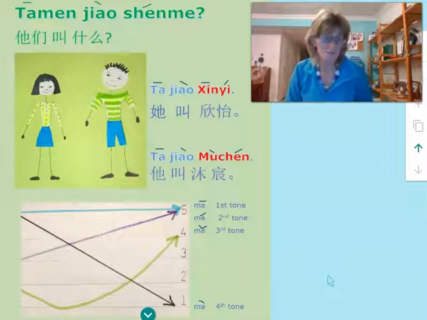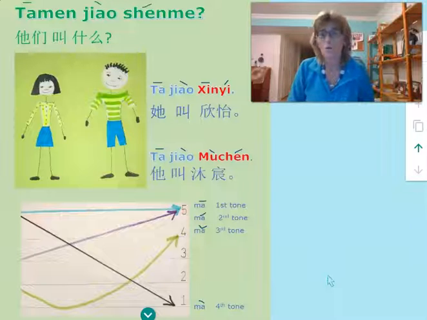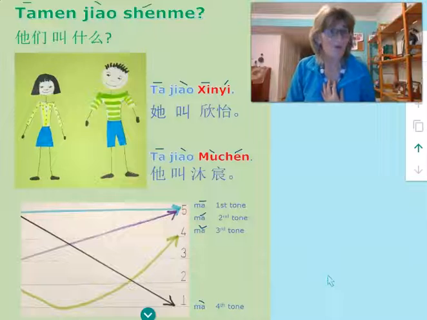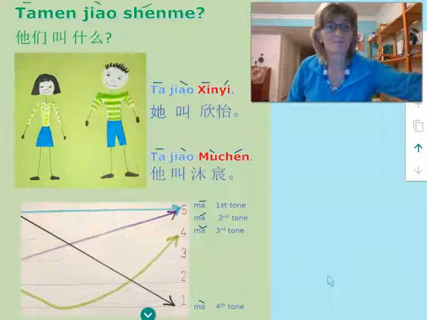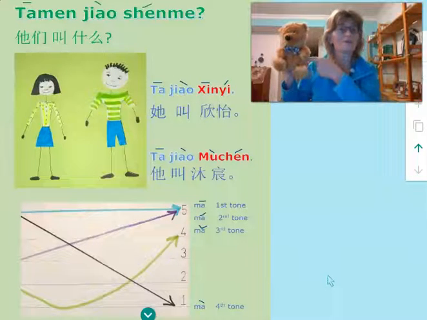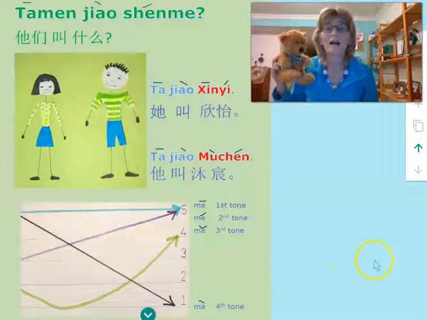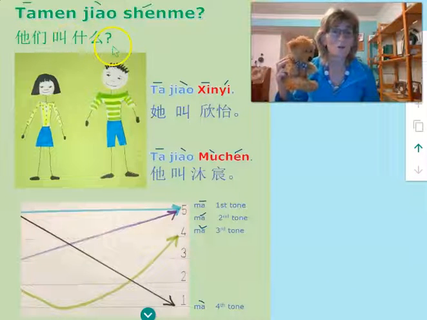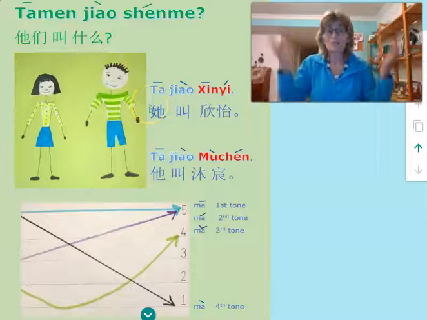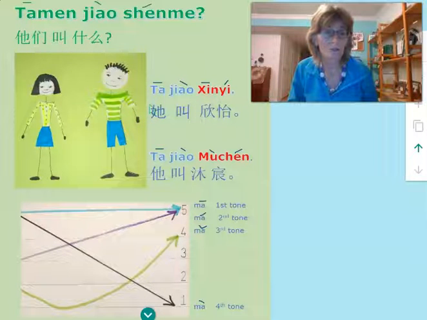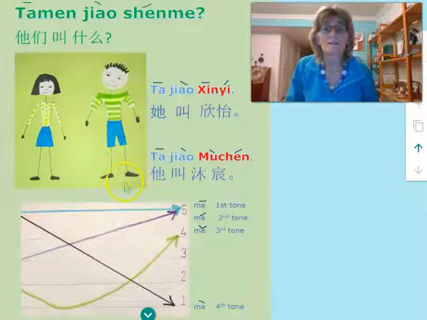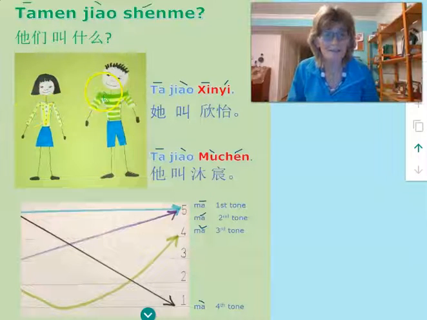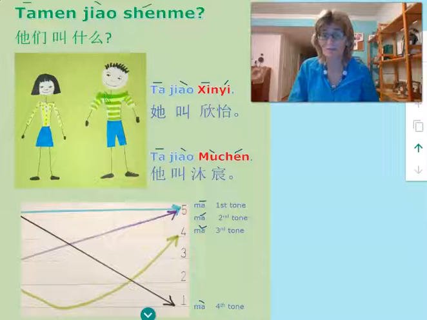Okay, so I hope you've learned a little bit today. We've learned how to say, 我叫, I'm called. 他叫, he's called. 他们叫, they're called. 他们叫什么, what are they called? 他叫什么, what's she called? 他叫什么, what's he called?